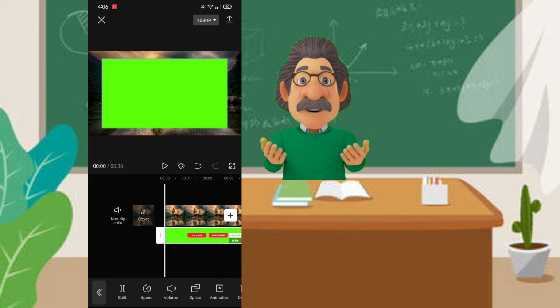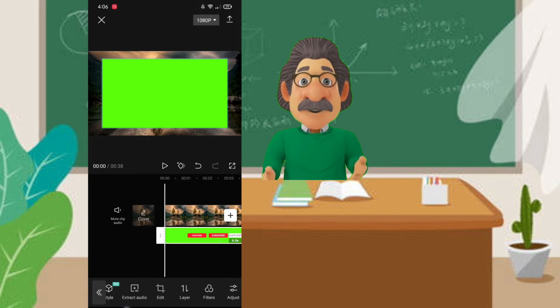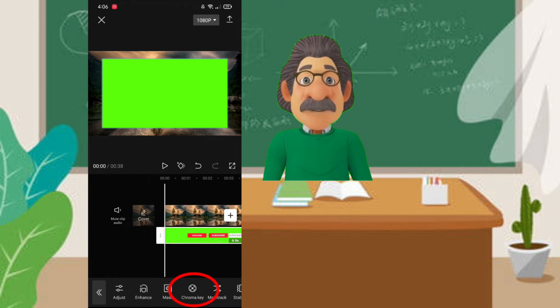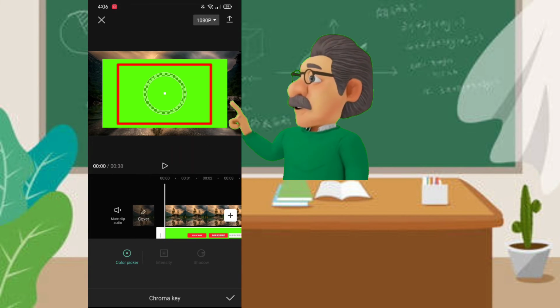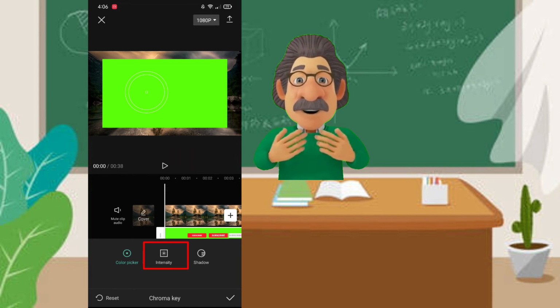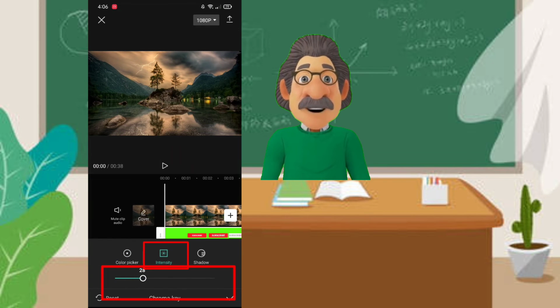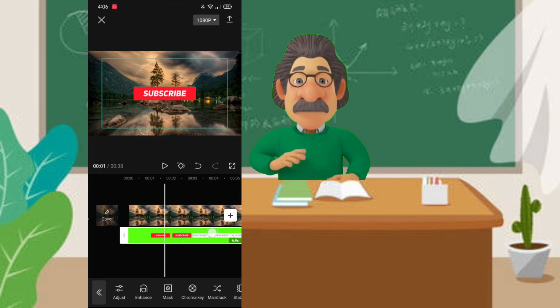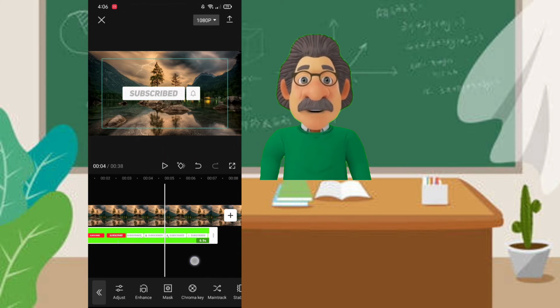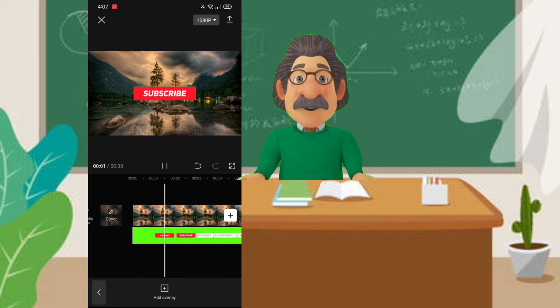We're now going to remove the green screen or green background by choosing Chroma Key at the bottom menu. Place the color picker, or that circle, on the color that you want to remove. Then tap Intensity at the bottom menu to adjust the intensity of the color. As you can see, we've already removed the green color in the green screen. Then adjust it to your preferred size, or move it to the position where you want it to appear in the video.